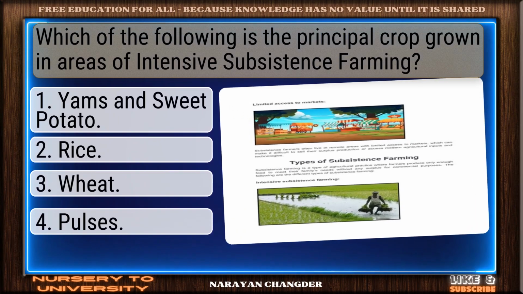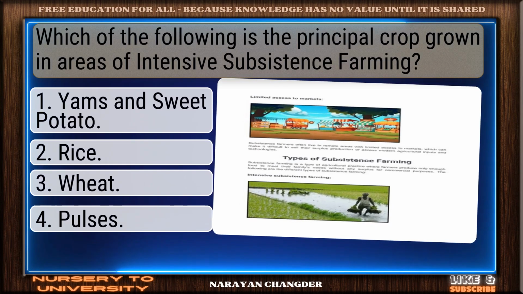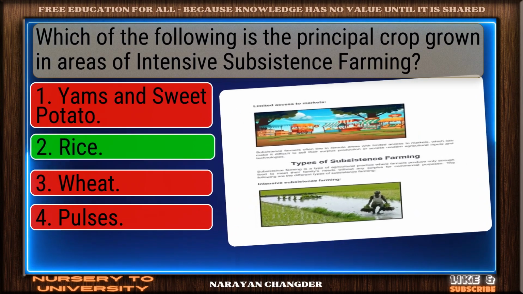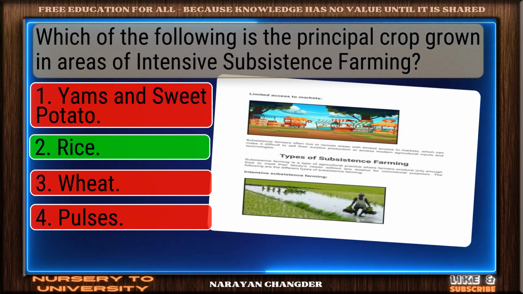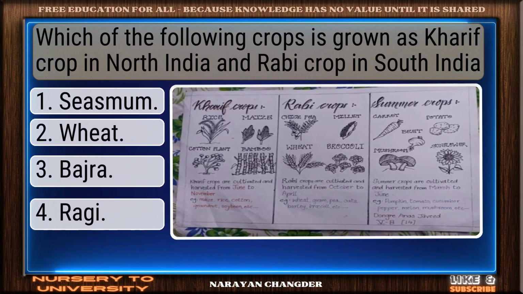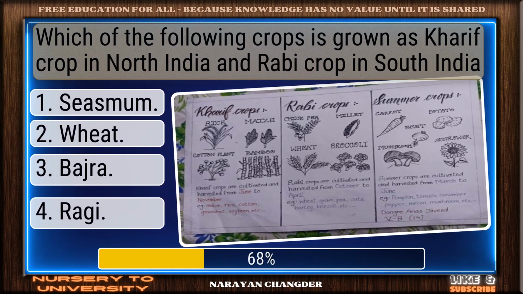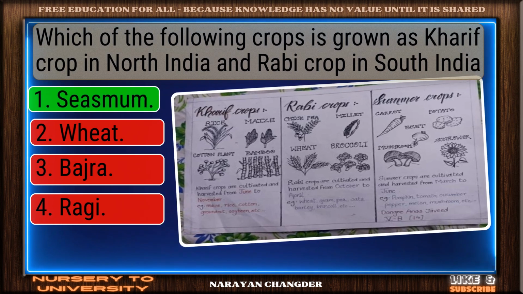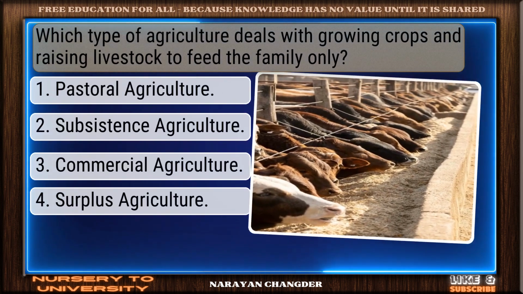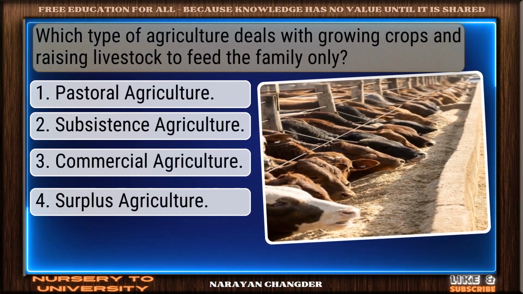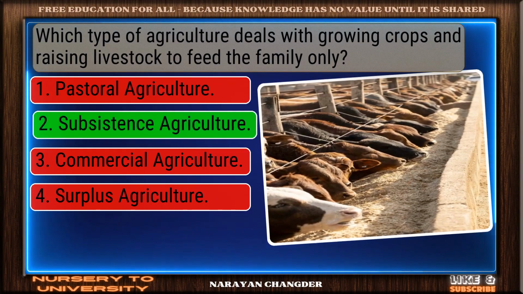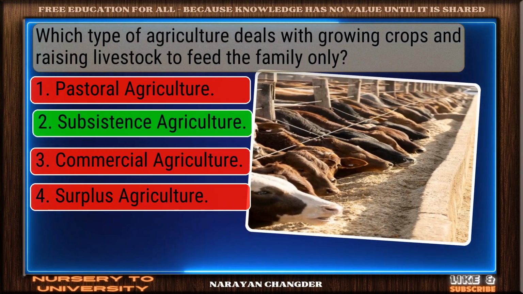Which of the following is the principal crop grown in areas of intensive subsistence farming? Exactly. Rice makes sense. Which of the following crops is grown as a kharif crop in North India and a rabi crop in South India? Excellent. Sesame is well reasoned. Which type of agriculture deals with growing crops and raising livestock to feed the family only? Correct. Subsistence agriculture is spot on.